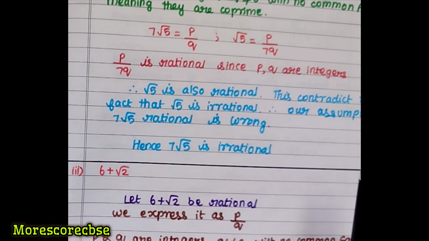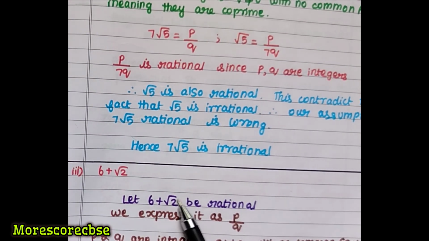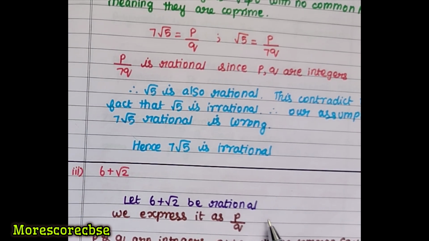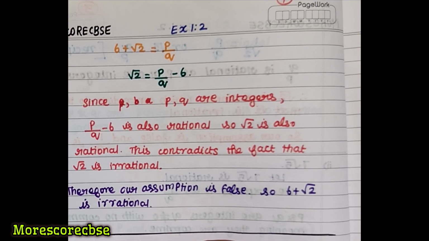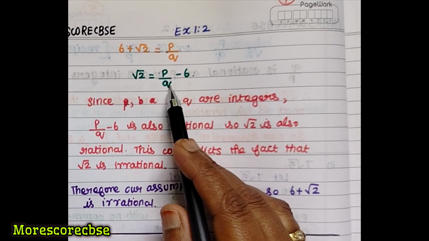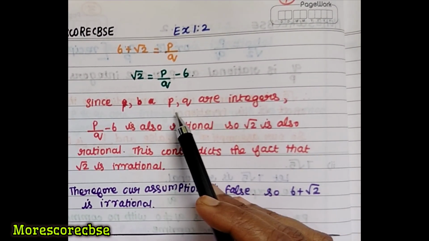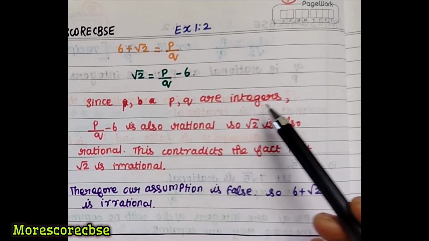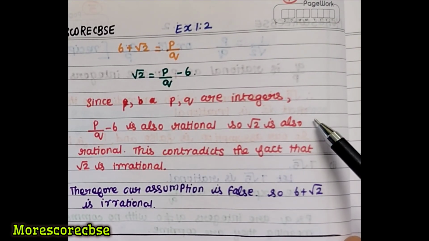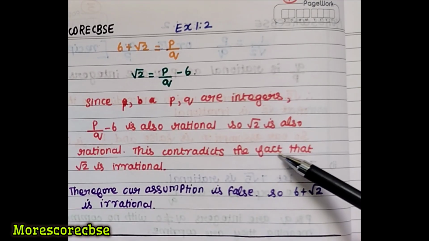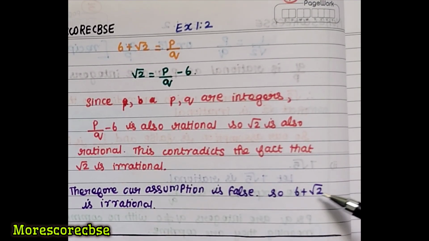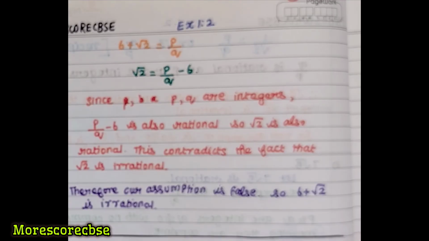Next, 6 plus root 2. Here also we are going to assume 6 plus root 2 is a rational number. So 6 plus root 2 is equal to p by q. So root 2 is equal to p by q minus 6. Since p and q are integers, p by q minus 6 is a rational number. So root 2 also will be a rational number, but this contradicts the fact that root 2 is an irrational number. So our assumption is false. So 6 plus root 2 is an irrational number.